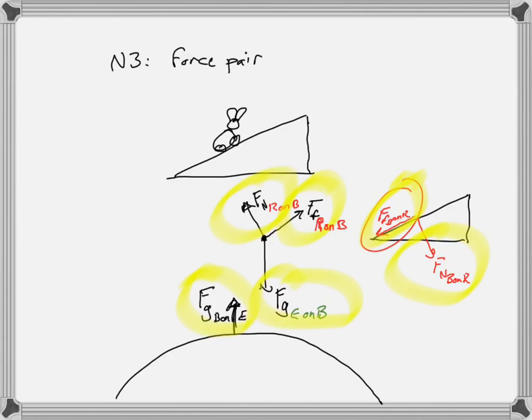Okay, let's make sure we understand that these are third law pairs. These two are third law pairs. These two are third law pairs. And these two are third law pairs. A third law force pair, the things that are equal and opposite, are never on the same object. If the bunny exerts a force on the ramp, the ramp exerts a force on the bunny. Those are two different objects.